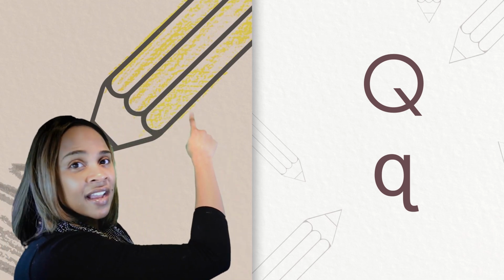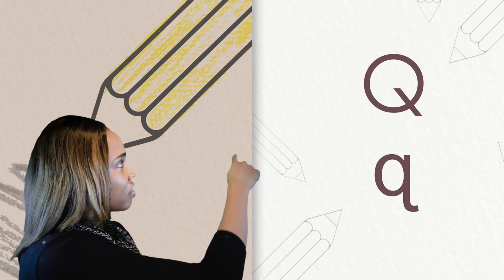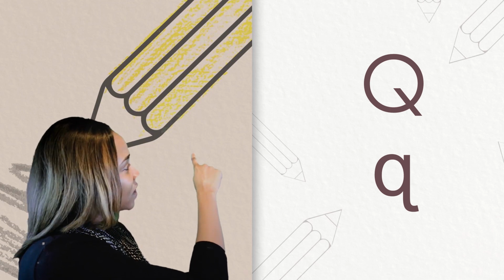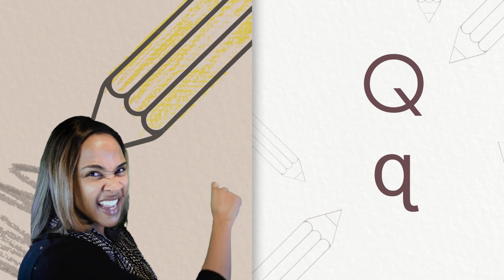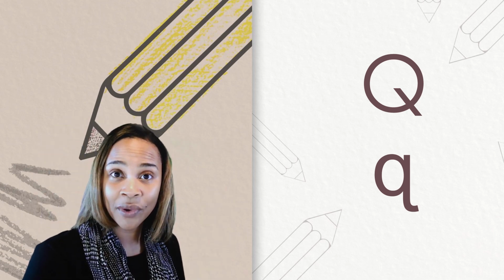Start at the headline, come all the way down around to the foot line and all the way back up to the headline. Then go to the middle of your circle and make a little slant line to the right like a kickstand coming out to that foot line. And we've made our uppercase Q.